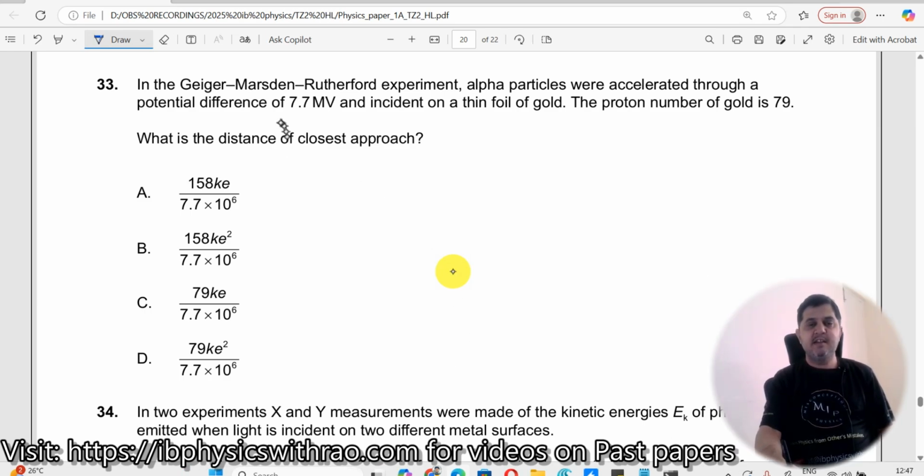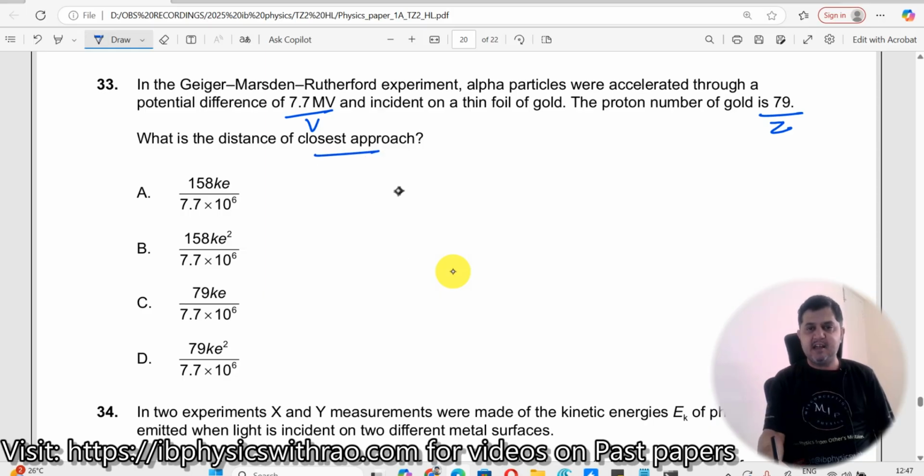Question number 33. In the GM experiment, alpha particles are accelerated to a PD of 7.7 megavolt, and instead of zinc, gold foil is used, the proton number is 79. What is the distance of the closest approach? Now, what do we do? What do you mean by distance of closest approach? When do we use this?